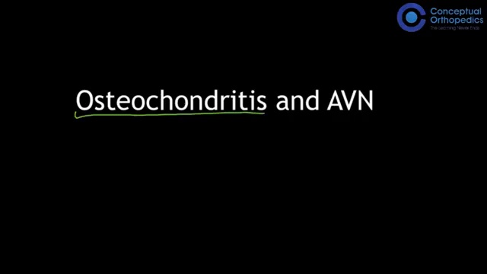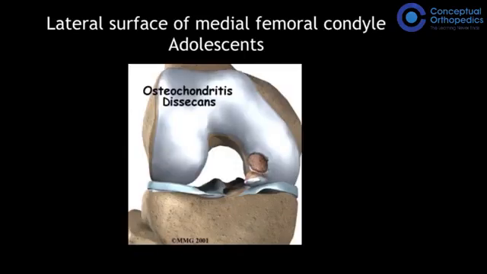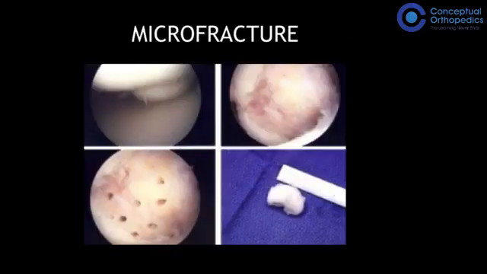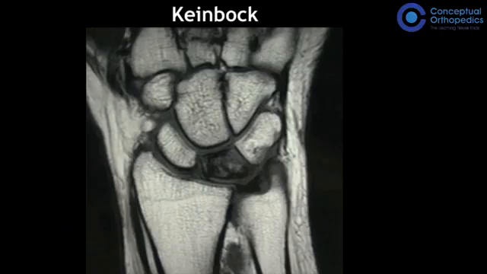And they can just show you osteochondritis of different body parts, and the death of the bone due to poor blood supply is called avascular necrosis. So one of the common areas where you can see osteochondritis is the lateral surface of the medial femoral condyle, called osteochondritis dissecans, and you treat that by doing micro drilling or microfracture techniques.